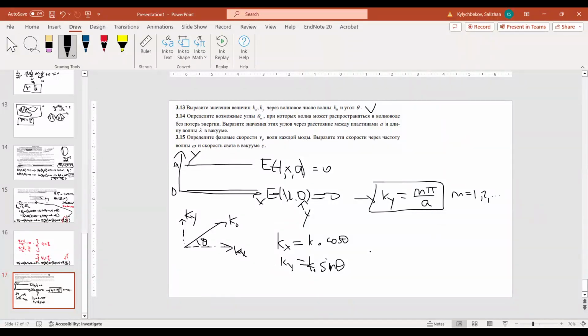Determine the possible angles for TM. This is the null condition. First let's find the angle. k0 sin theta is equal to ky, and the allowed values for these are m pi over a. So it's discrete: sin theta_m is equal to m pi over (a k0), and m can go 1, 2, 3, integers.